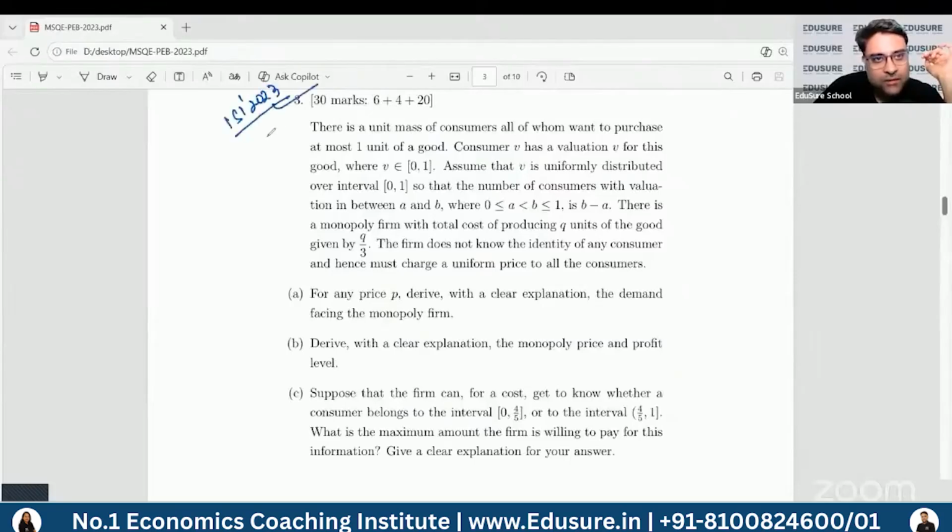ISI 2023 PEB, Group A, question number 3. There is a unit mass of consumers, each of whom wants to purchase at most 1 unit of a good. A unit mass of consumers basically means that the number of consumers is equal to 1.